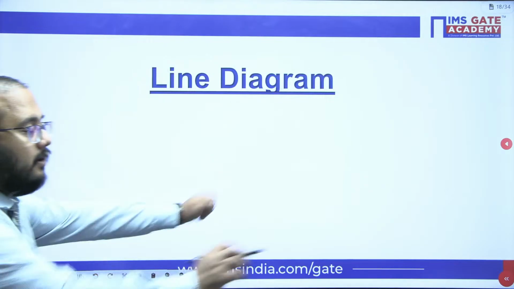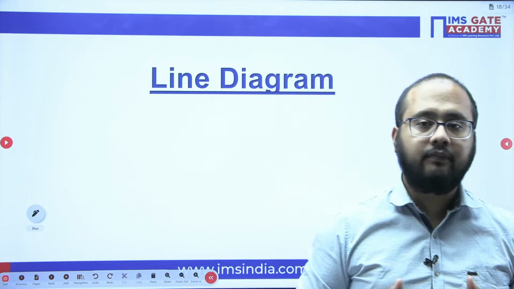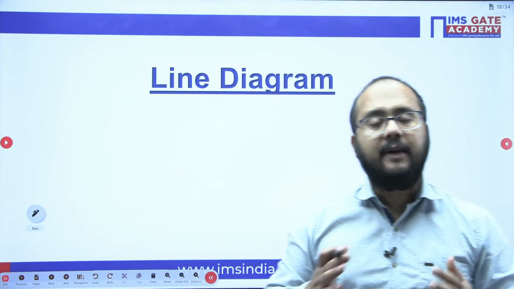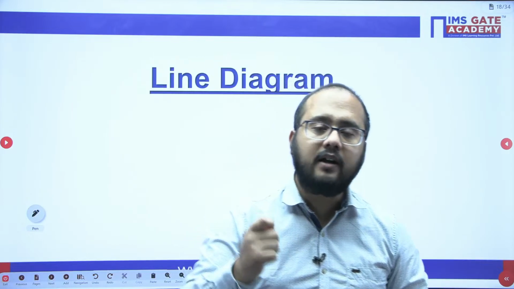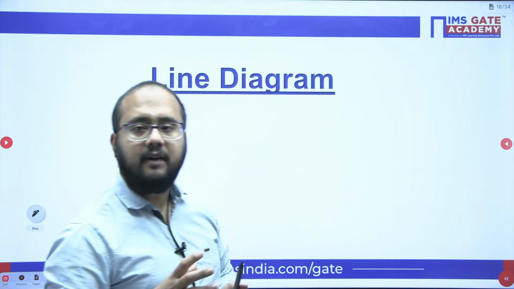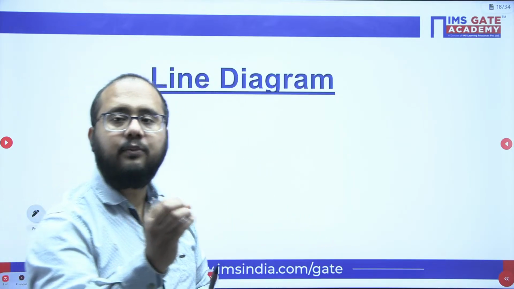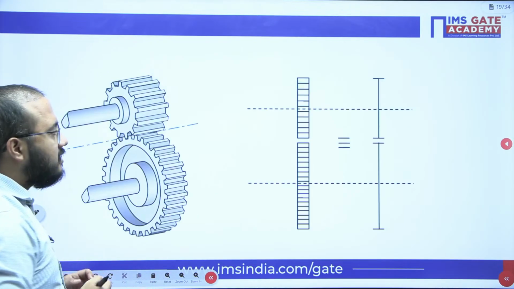Now coming back to the next point here. Some of the epicyclic gear train questions in GATE are given as a line diagram. So for that we need to understand the line diagram. One by one we will discuss what the line diagram is and how we can draw the line diagram of a gear system, starting with the external meshing of gears.